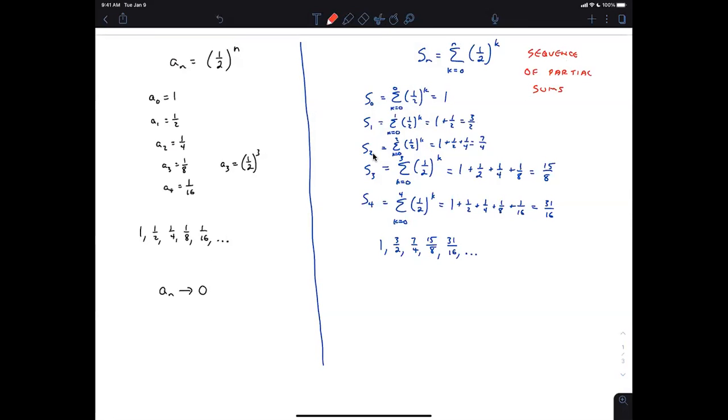So S2 is called the second partial sum. That means the sum from wherever you start. Here we're starting at 0 until 2. This means the sum from wherever you start until 4. That's what S4 is. It's called the fourth partial sum. This is the sequence of partial sums.